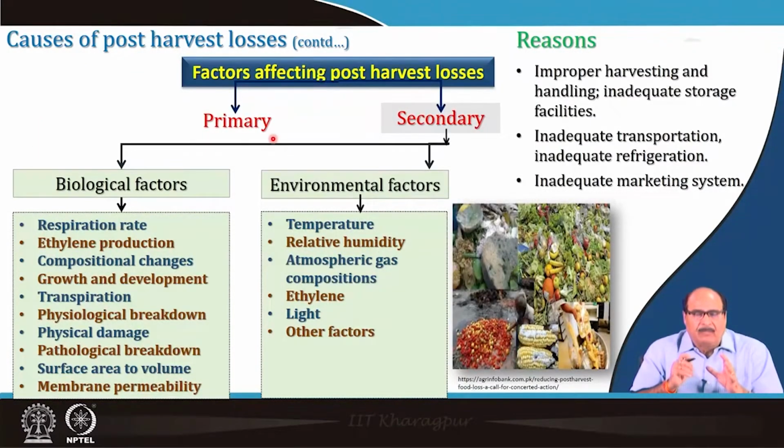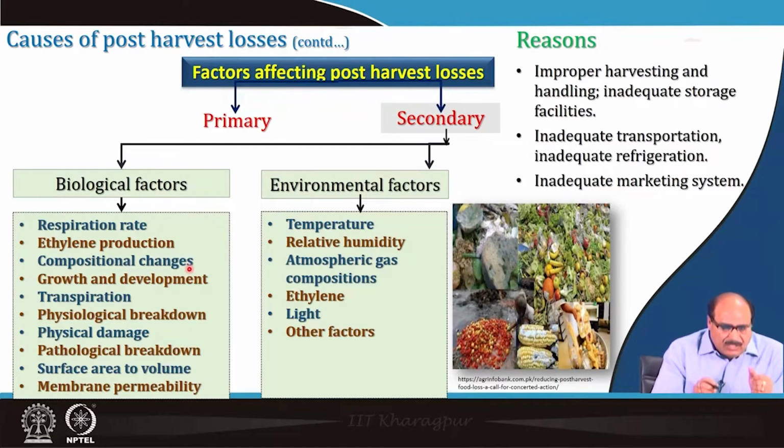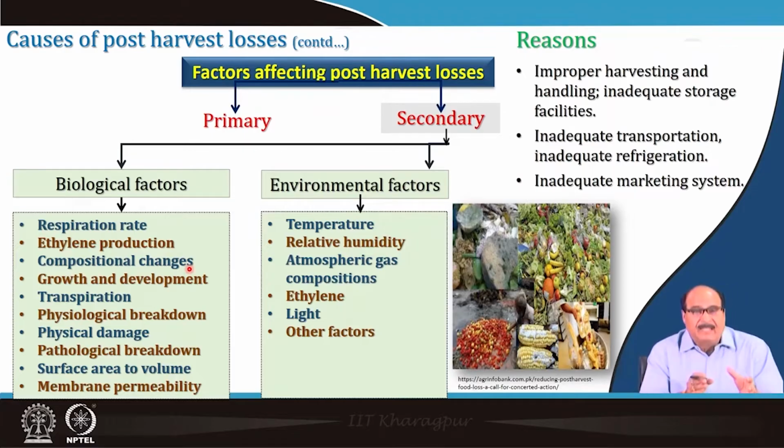The secondary factors affecting the post harvest losses include biological factors like respiration rate, ethylene production, compositional changes during growth and development, transpiration, physiological breakdown, physical damage to the produce, pathological breakdown, surface area to volume, that is, if in a product the surface area is more in comparison to volume, as happens mostly in leafy vegetables, then membrane permeability, etc. of the material. Environmental factors like temperature, relative humidity, composition of the atmospheric gases, ethylene, light, and other factors. So, all these factors, you can see how fruits and vegetables are vulnerable because they are highly perishable commodities.